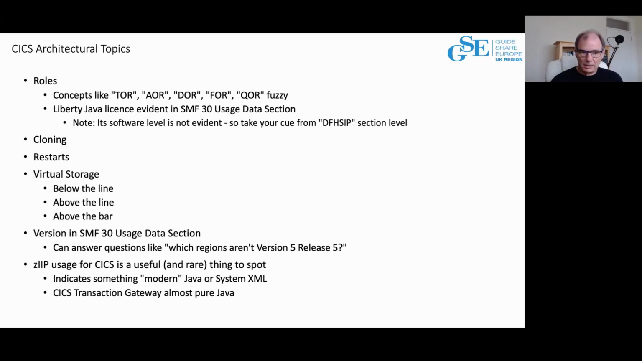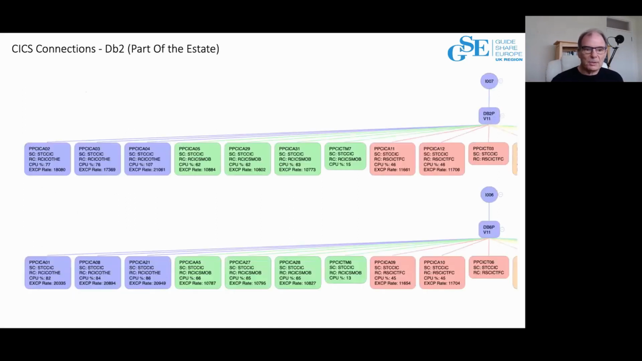I would also say in the SMF30, you can see zIIP usage for a KICKS region. And if you do, and it's fairly rare that I see this, it's quite a useful architectural thing to spot, because it indicates something modern is happening, whether it's Java or System XML, or maybe there are one or two others. So I could say, okay, so I see you've got some Java CPU for this region. What are you actually doing that's modern and funky or useful? Meanwhile, KICKS Transaction Gateway, which I see with the program name of CTG batch, that's almost pure Java. So the zIIP usage numbers can be kind of interesting around the margins of this.